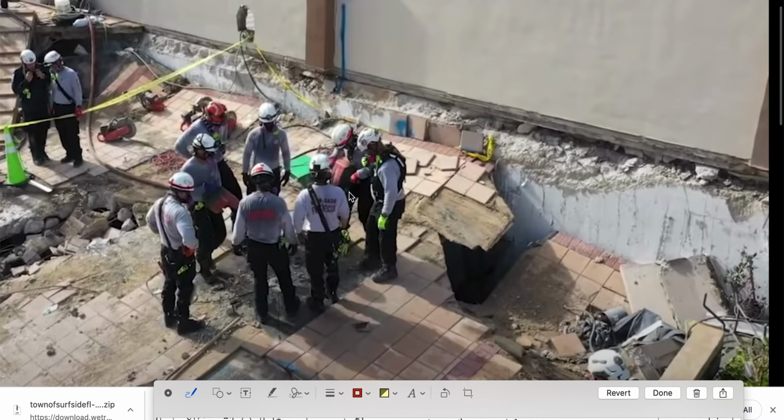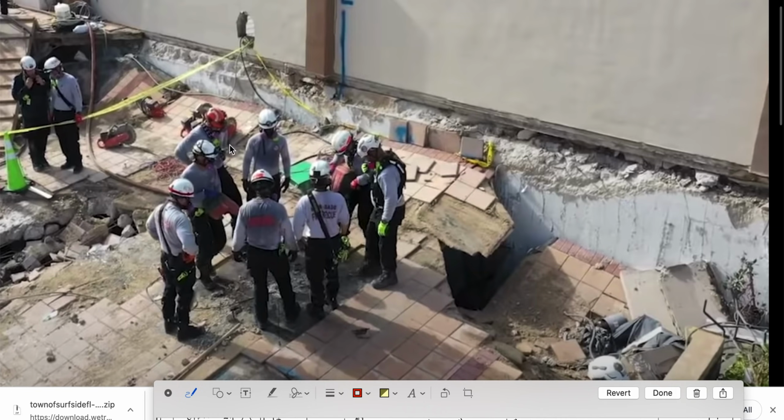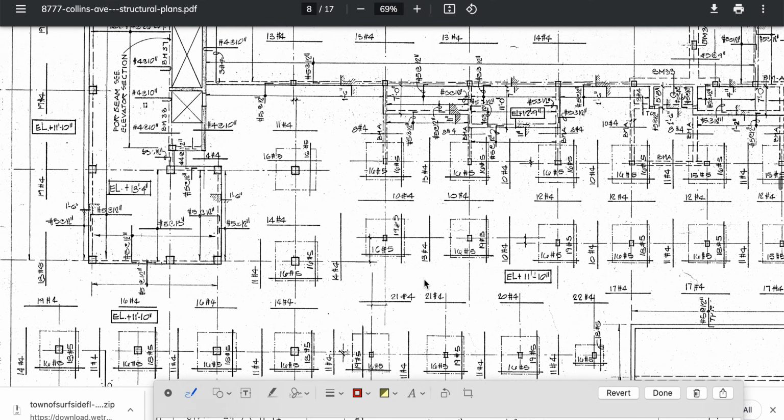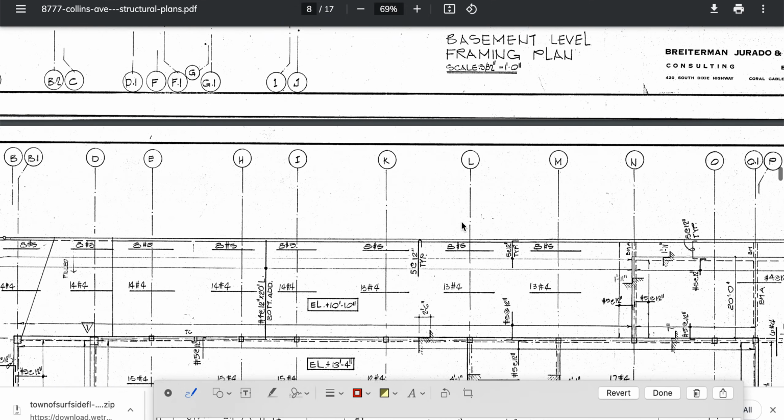Now they're the fire department. They're not the forensics people. They're the fire department, just practicing jackhammer. We did a video on that already. That's L. Let's talk about that one more time before we go. So that's L right there.